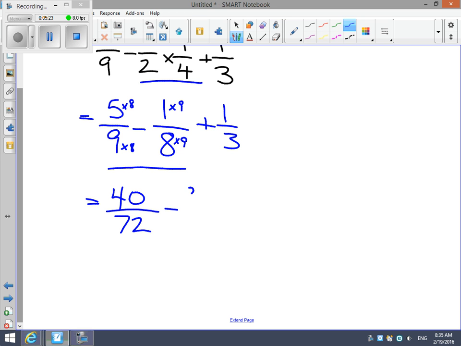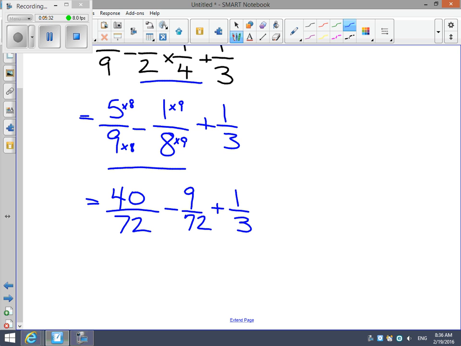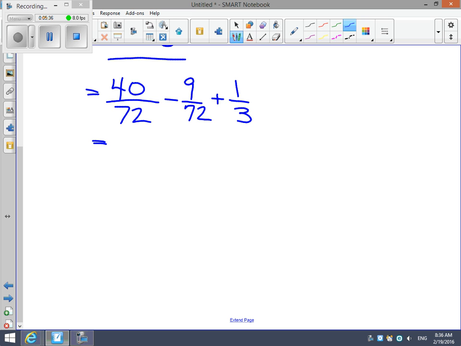And I'm going to subtract 9 over 72. And then I write 1/3. I could easily have changed that to 72 as well in this step. Again, you're not actually working with it, you're just getting prepared. But here we go. 40 over 72 minus 9 over 72 is 31 over 72. Now here's where if we had taken that 1/3 and made it a common denominator of 72, we would have saved ourselves a step. I didn't do it there, so I have to rewrite it.